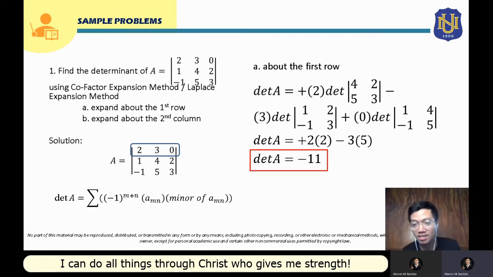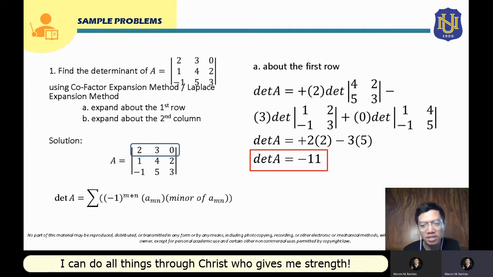So of course, it has to give you the same answer, though it's a different method. So we just showed here that we can really apply the cofactor expansion method or Laplace expansion method in 3 by 3 matrices. We are also asked here to solve this by expanding about the second column. So our chosen column here is the second column.